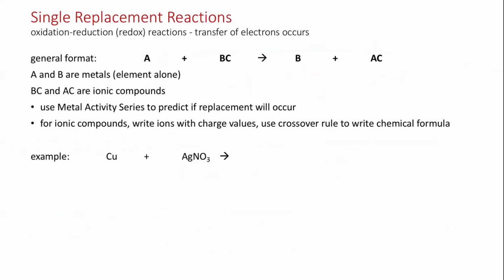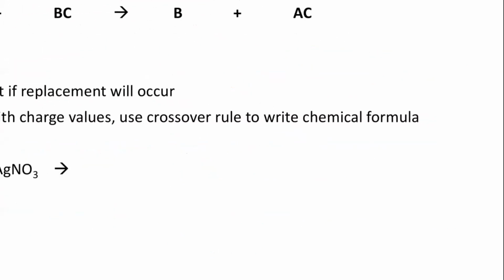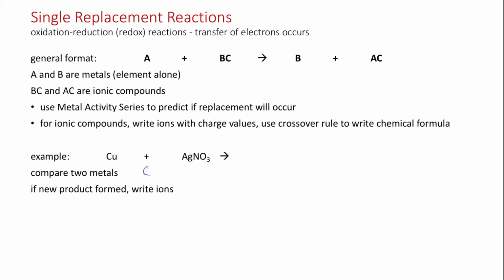So here's an actual example where you have two reactants and you want to compare those two metals. You've got copper compared to silver. Use the activity series and find which one is the higher metal. On the activity series, you look for copper and silver, and you find that copper is higher. Copper is more reactive, and it will replace the silver.